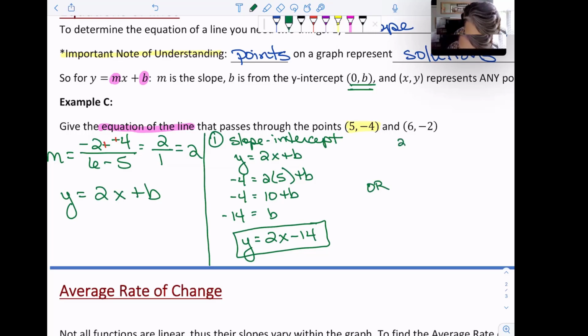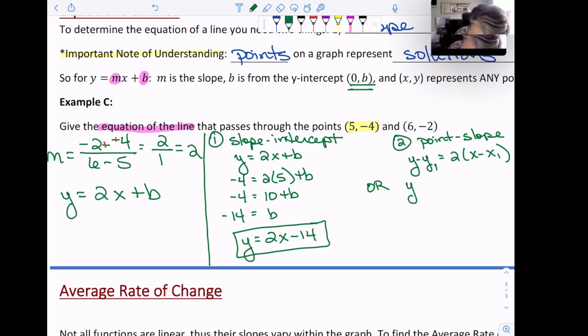If you guys prefer, we can use the point slope: y minus y1 equals, remember we found our slope to be 2, times x minus x1. And then we can use either the 5, negative 4 or the 6, negative 2 for our x1 and y1. And again, it doesn't matter which one. Let's just use the same one again. So y minus negative 4 equals 2 times x minus 5. Subtract 4 from both sides, and hey, look, we get the exact same equation.